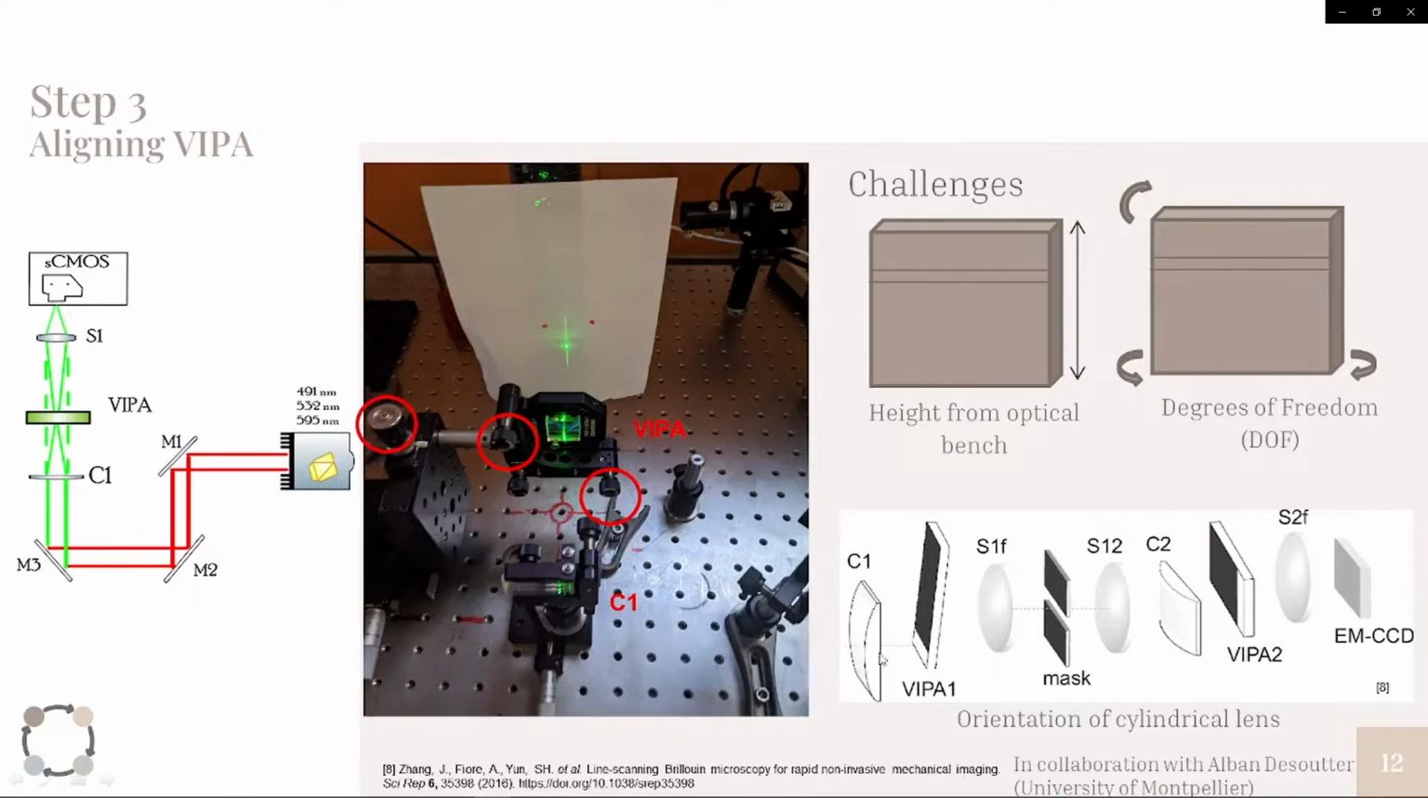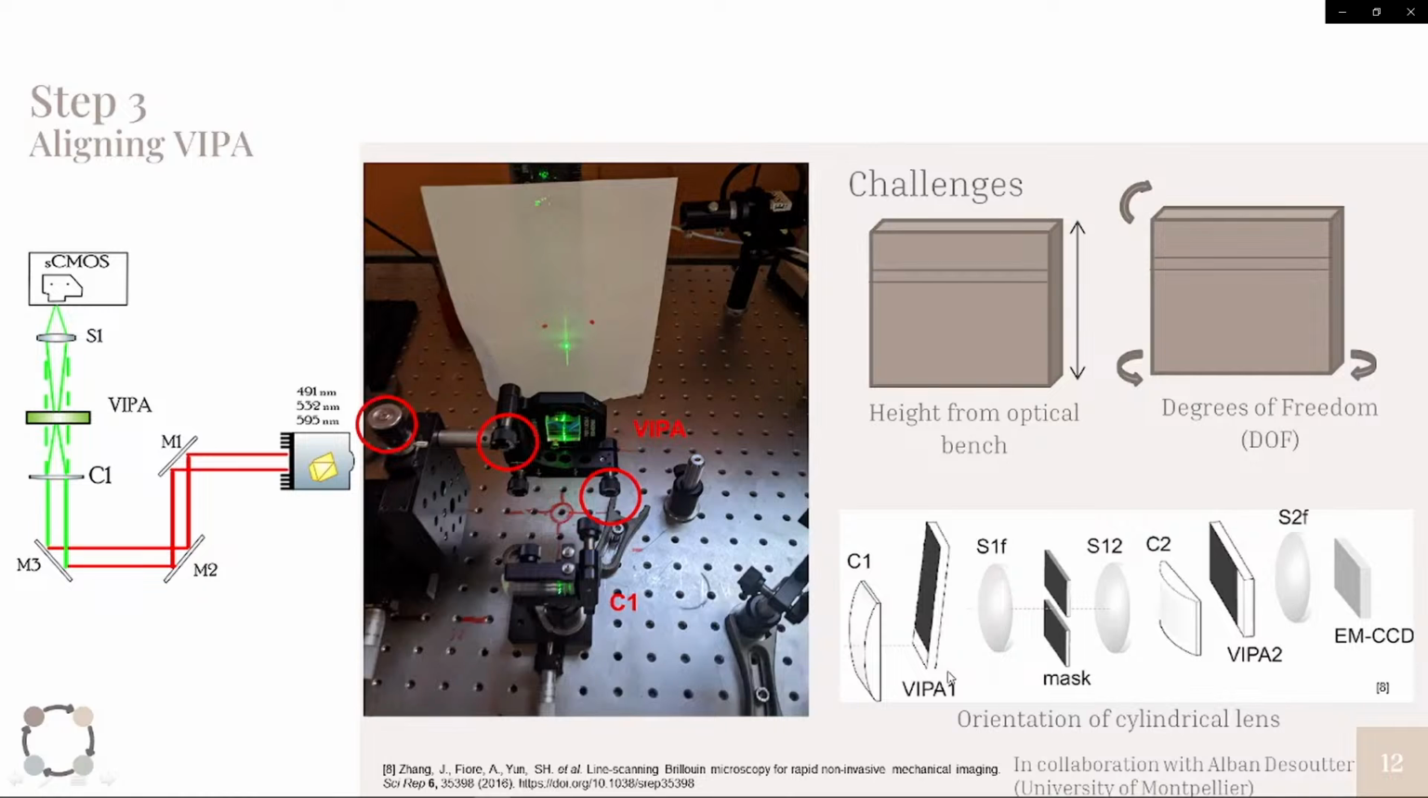Because when you try and align the system with a cylindrical lens, it's definitely easier when your height is set. So you know that your signal has to go through the middle of your cylindrical lens, and then you can align it to the bottom of your VIPA, rather than having a system which has to go through the middle of the cylindrical lens in a longitudinal fashion. So we chose the first system with VIPA 1 and cylindrical lens 1.